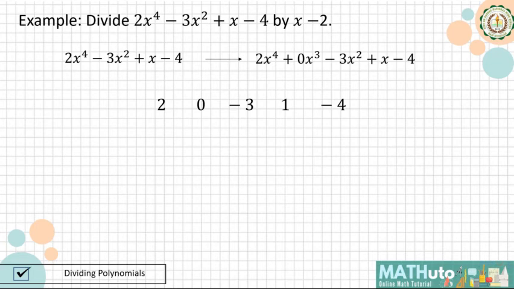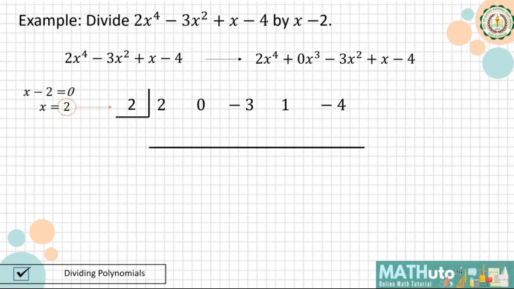For the divisor, let us get the value of a, wherein we equate the divisor x minus 2 to 0, and that is x equal to 2, or a is equal to 2. Then let us repeat the process. Bring down first the first coefficient, that is 2. Multiply it by a. 2 times 2 is 4. And then we will add 0 plus 4, which is equal to 4.